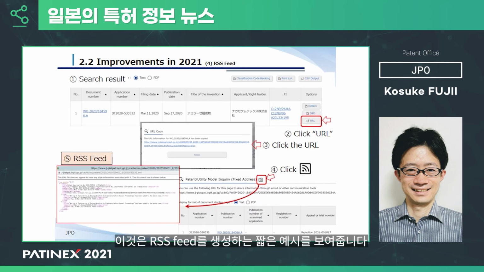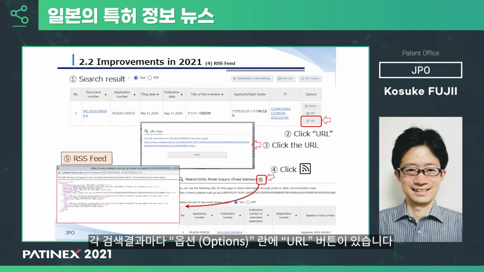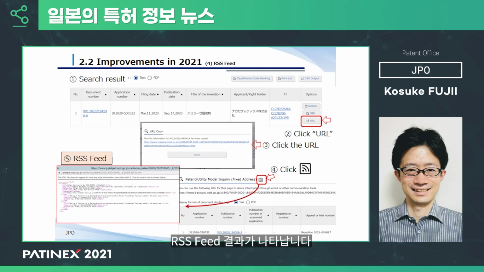This shows a brief example of generating the RSS feed. In each search result, you can find a URL button in the Options column. Click the button, click the URL, and click RSS feed icon. Then you can get the RSS feed.